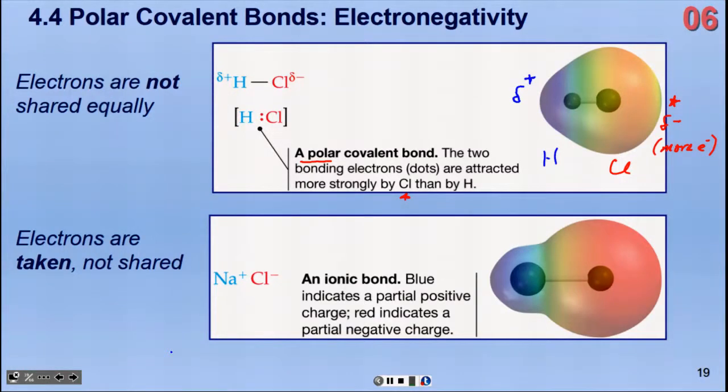This is in contrast to the ionic bond, where the electrons were absolutely taken, not shared. So it's a true positive charge on the sodium end and a true negative charge on the chloride end. So sometimes electrons are going to be shared between atoms, but not shared equally.